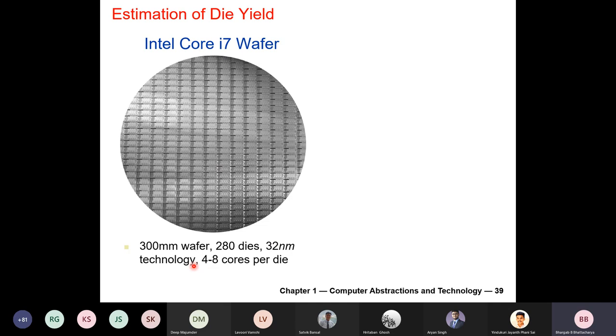Okay, so there are certain parameters given. Each small rectangle might contain 4 to 8 cores per die and so on. This is an Intel Core i7 wafer. So some physical specifications are given here.